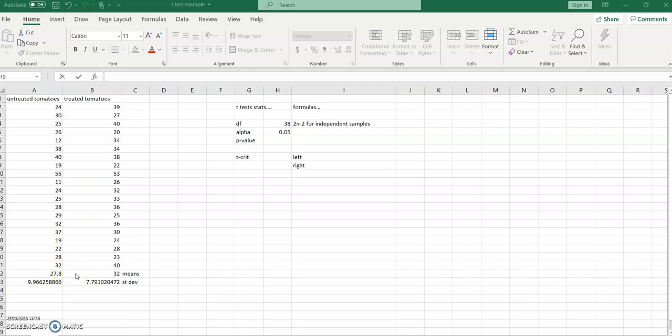If you can imagine that maybe I only had 10 tomatoes in each group, intuitively you can kind of think that you would want to see a big difference between these tomatoes with that small of a sample. With 20, okay, a smaller difference would potentially suffice to make me think, okay, this plant food worked.